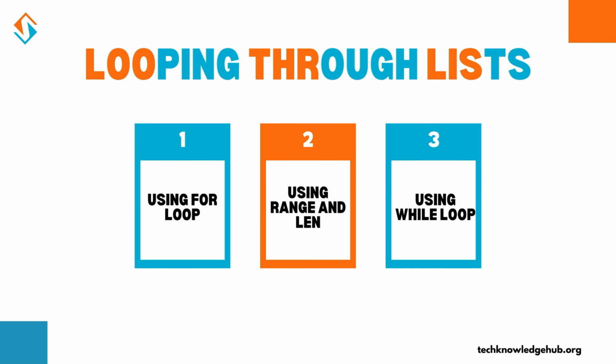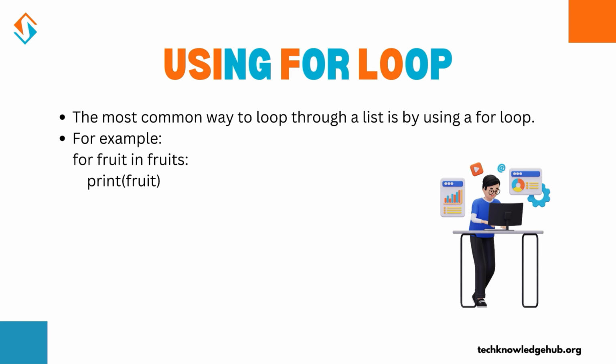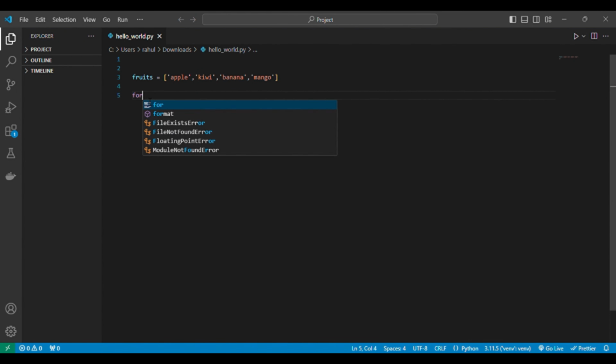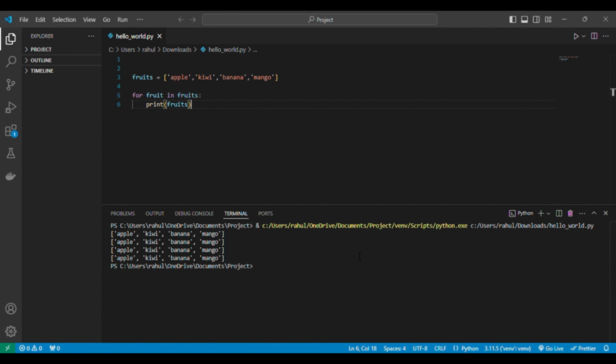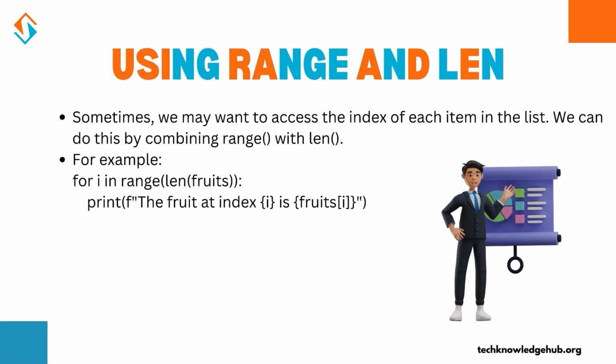Finally, let's look at how we can use loops to iterate over items in a list. This is extremely useful for processing or analyzing each element individually. Using for loop. The most common way to loop through a list is by using a for loop. It's for fruit in fruits: then print fruit. This will print each fruit in the list on a new line.